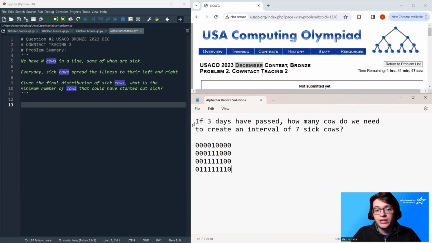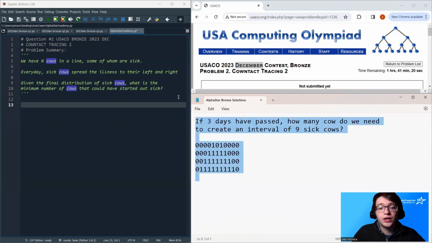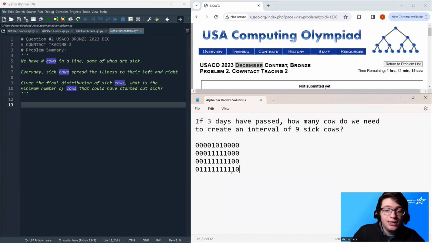But then if 3 days have passed and we wanted to make an interval of 9 sick cows, then we would need more cows, right? So we'd need to add another starting cow here, which is going to make these cows sick, right? So the number of days that have passed determines how many cows we need in order to create a certain interval length. So the key element here is looking at the interval lengths.